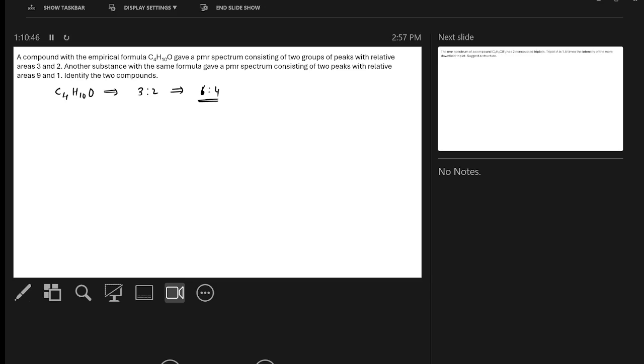So based on that we can draw the structure here. CH3, CH2O, a symmetric molecule. So this and this will be equivalent. This and this will be equivalent.